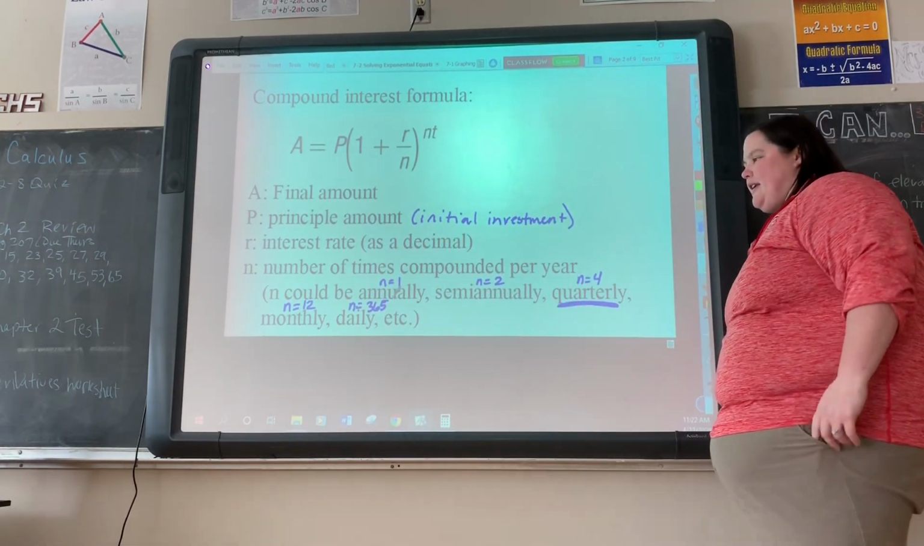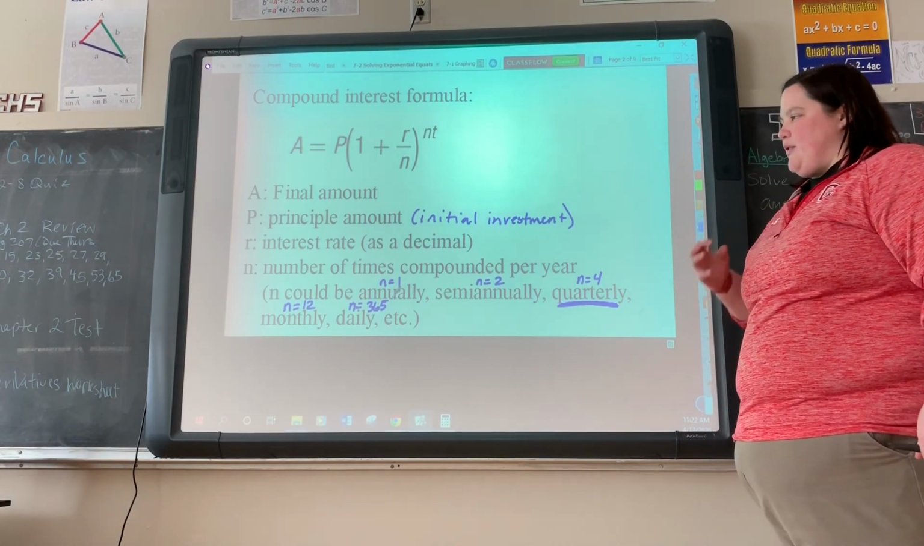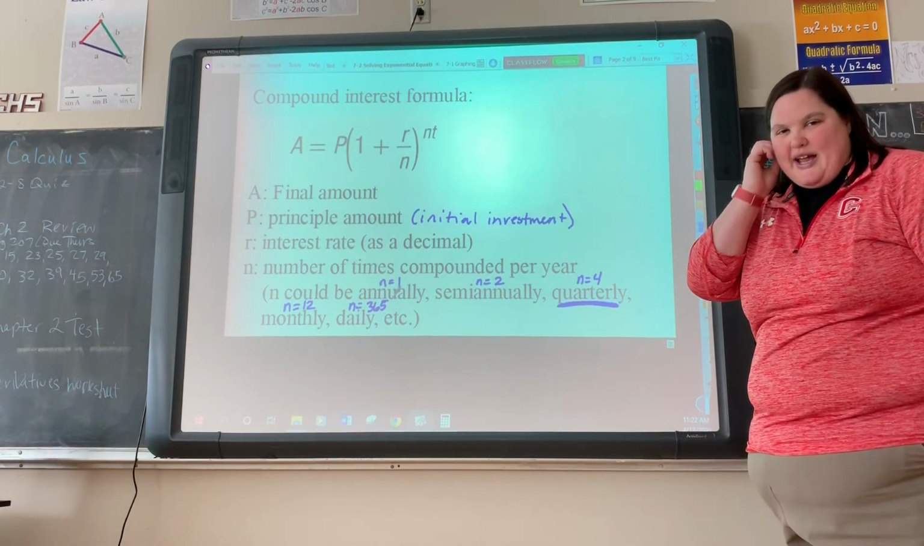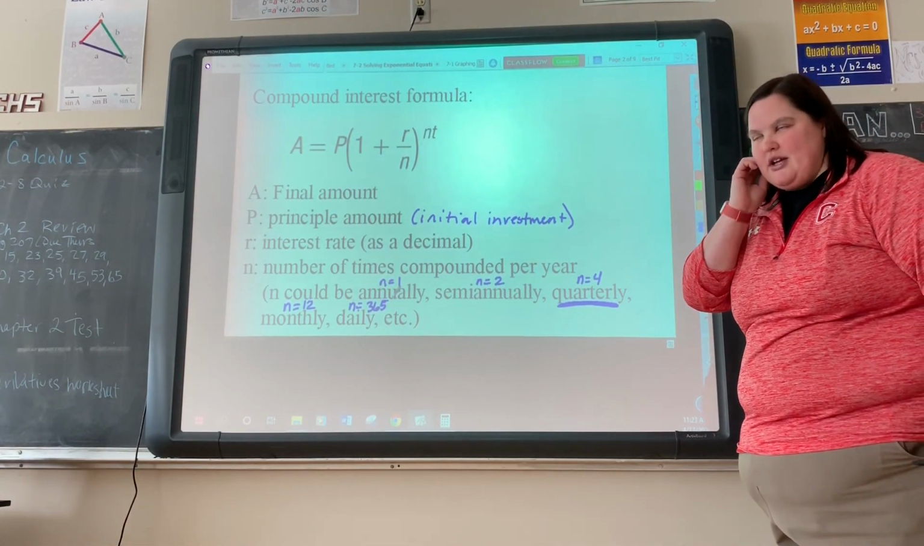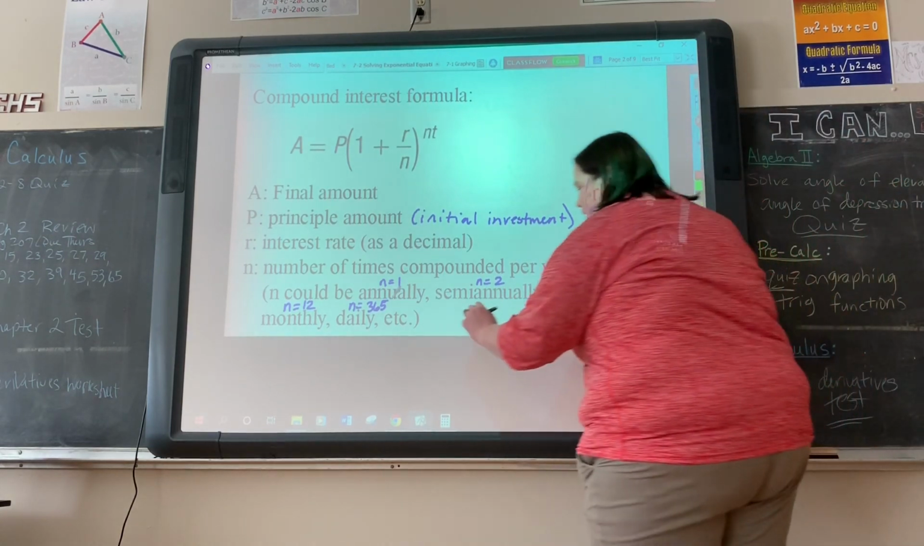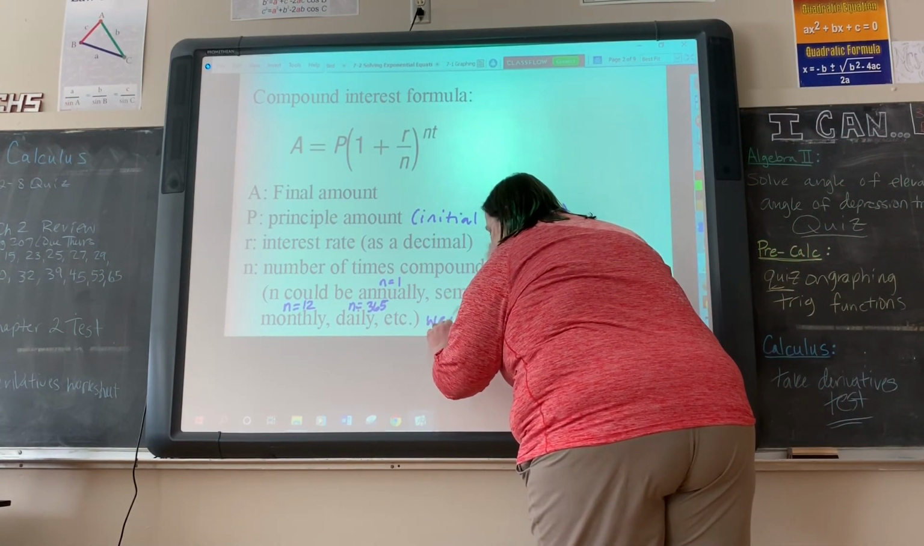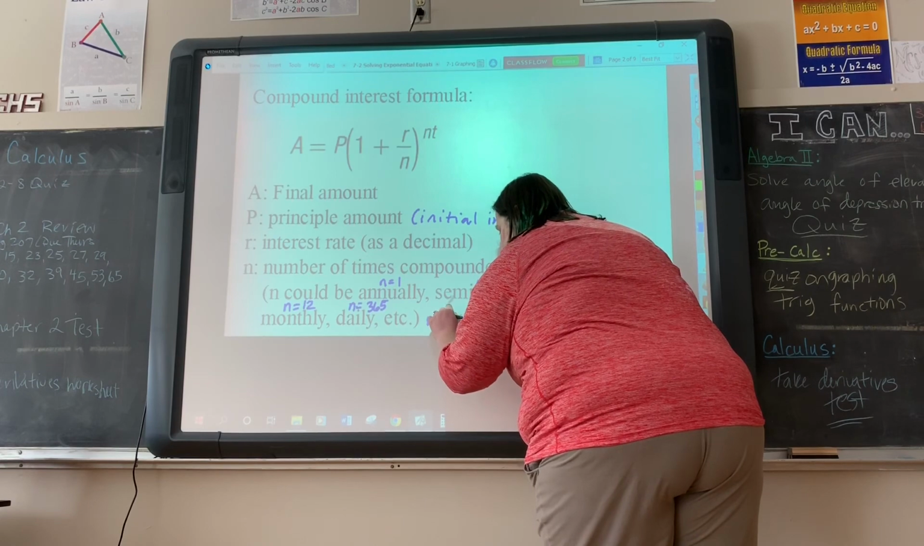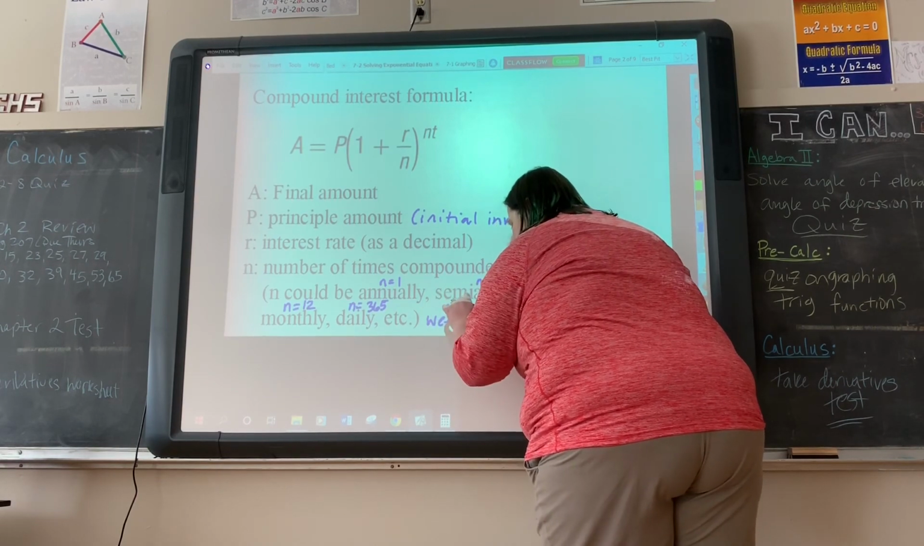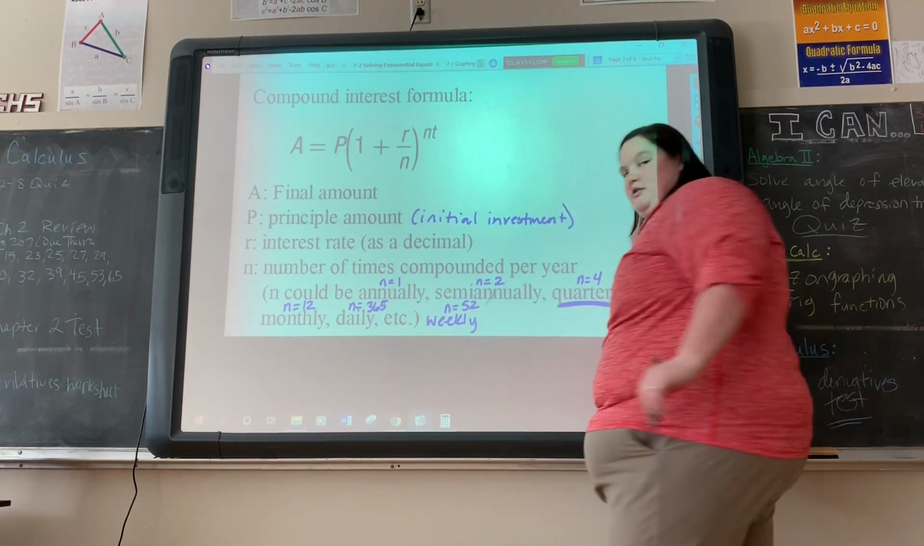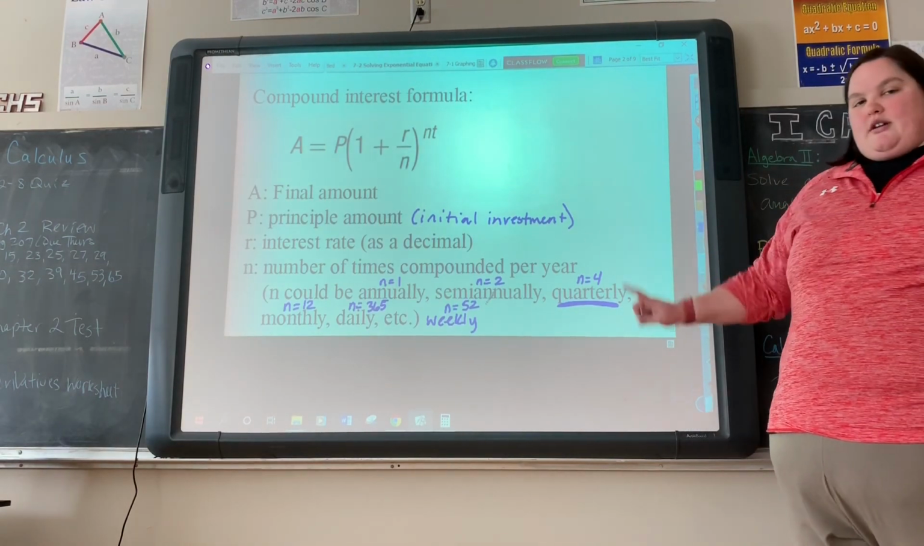Okay, another one. I would usually talk about this in class, so I don't usually type every single thing, that's why I put etc. The other one we do quite frequently is weekly in some of our cases, and weekly would be every week, so 52 weeks in a year, so that's another common one.